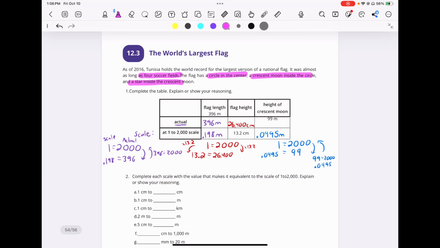Now, if I want to compare these actual measurements, there's a problem in that I have meters and meters for the length and the height of the crescent moon, but my flag height is in centimeters. So I want to convert my flag height into meters. To do that, we have to remember or know our metric conversions.